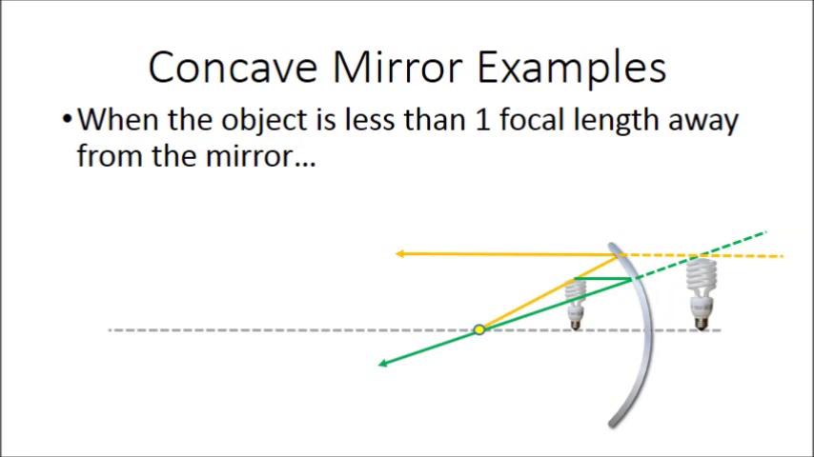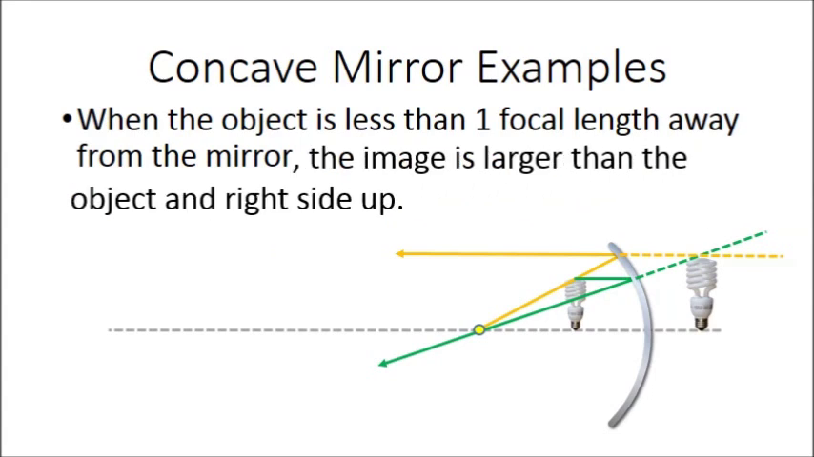So when the object is less than 1 focal length away from the mirror, the image is larger than the object and it's right side up. One everyday example of this would be makeup mirrors. If you look in a makeup mirror, generally your face is magnified. You look bigger. That's because you hold it at less than 1 focal length away from your face. If you put the makeup mirror on the far side of the room, maybe 10, 20 feet away, and then you look at it, you'll see that you're actually upside down.